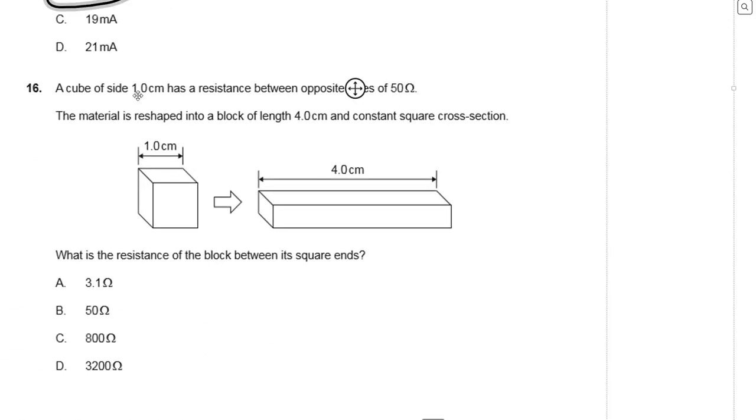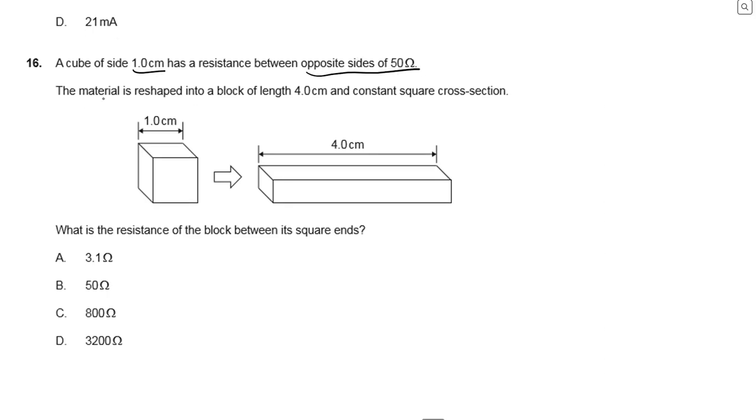16. A cube of side 1 centimeter has resistance between opposite sides of 50 ohms. The material is reshaped into a block of length 4 cm and constant square cross section. What is the resistance of the block between its square ends? So we have to use our resistivity formula, and that is resistance times area divided by length. Okay, so we can find the resistivity of the first to then find the resistance, right? Because we have everything else here.